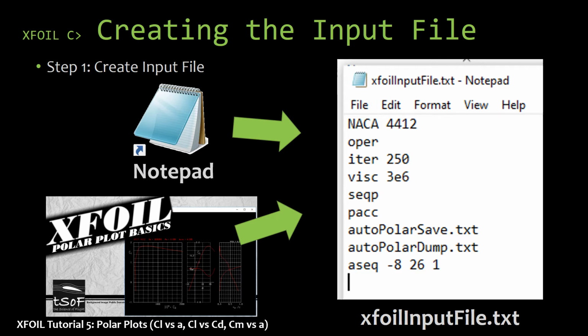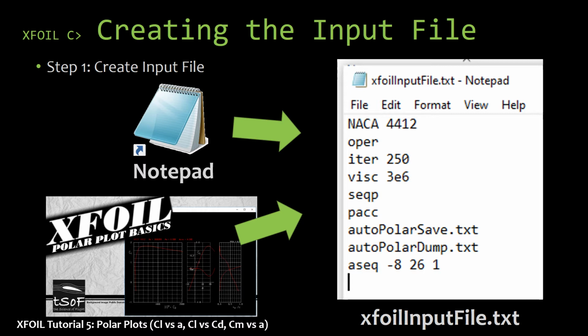After that, hit enter, and we're going to type in VISC 3E6. We're going to be doing a viscous solution with a Reynolds number of 3 times 10 to the 6th. And then go ahead and hit enter. Type in SEQP, and then go ahead and hit enter.